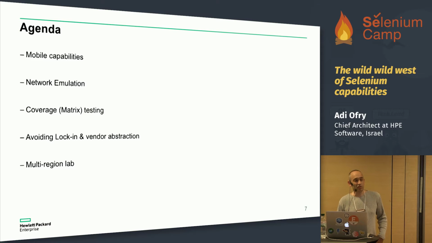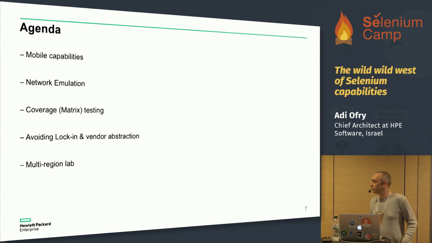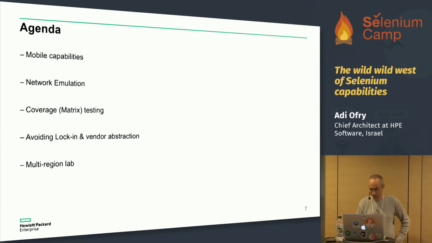So in this talk, we're going to talk about mobile capabilities, specifically Appium and around it. We'll talk about network emulation and why it is important in functional testing. We'll talk about coverage and matrix testing. Later on, I'm going to explain why you should avoid vendor lock-in and how you can avoid it. And eventually, I'd like to give a little example of how we changed the open source a little bit for our needs, to give you a taste of how you can do it too without being afraid of changing open source.